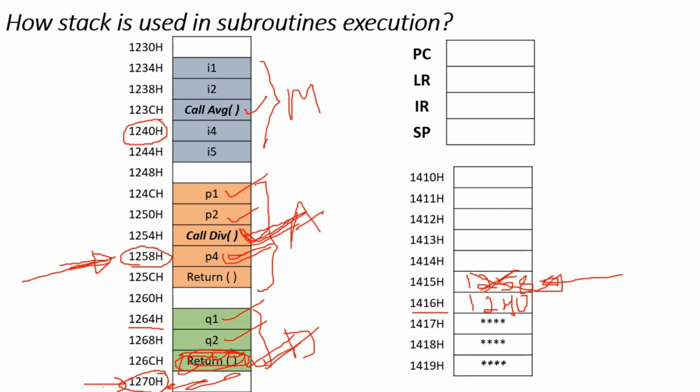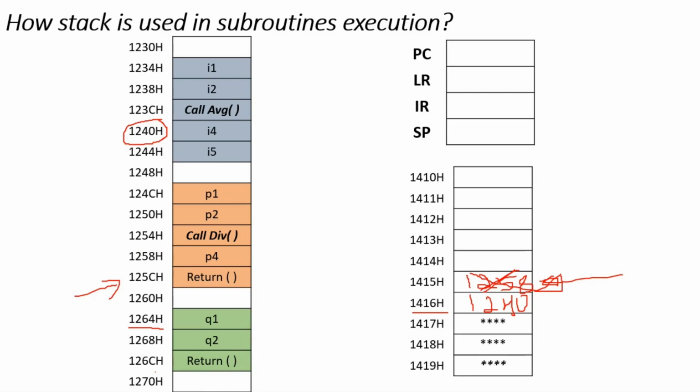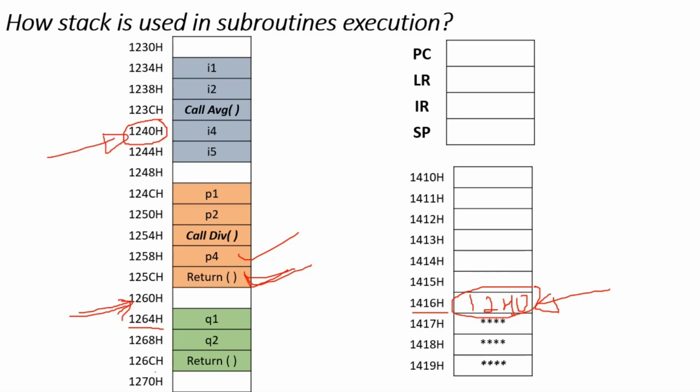During P4 execution, PC will be pointing to 125CH. And after P4, the processor fetches the return statement and PC will be pointing to 1260H. Now this is again a return statement. What does the processor have to do? The processor has to pop. See here, already this data is gone. So the stack pointer will be pointing to the top element, 1240. Here PC is pointing to 1260. The processor encountered a return statement, so this data is popped out and copied to PC. So now PC points to 1240, that is the popped out data from the stack.